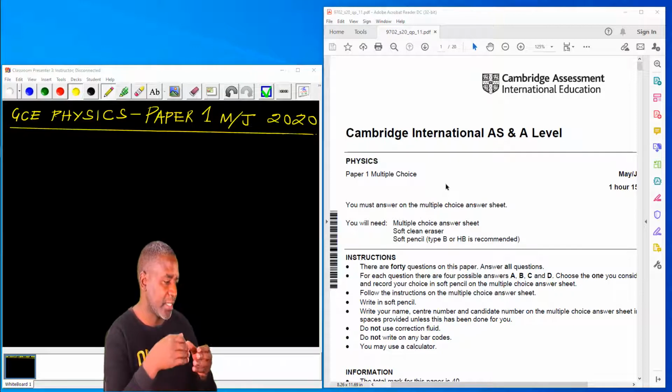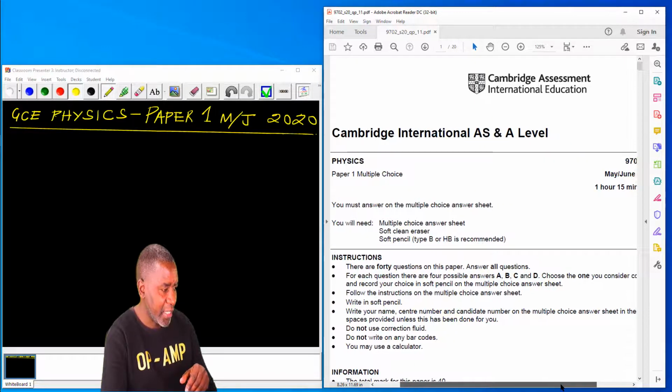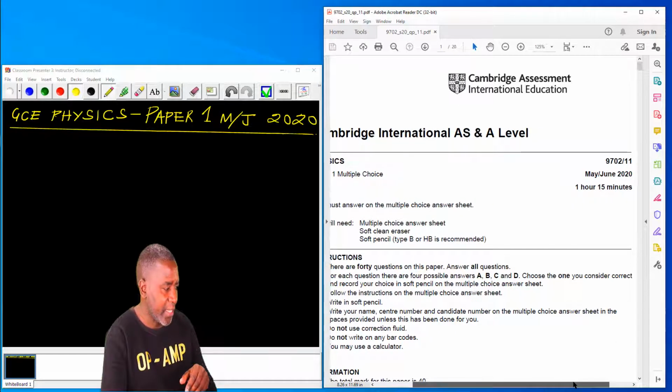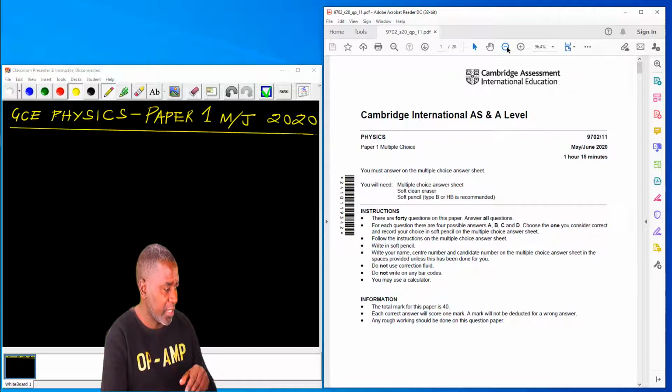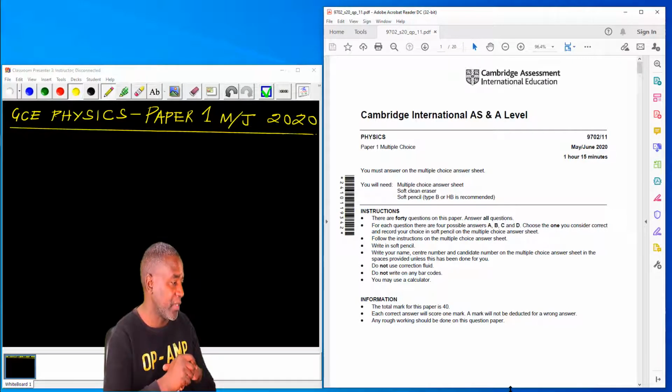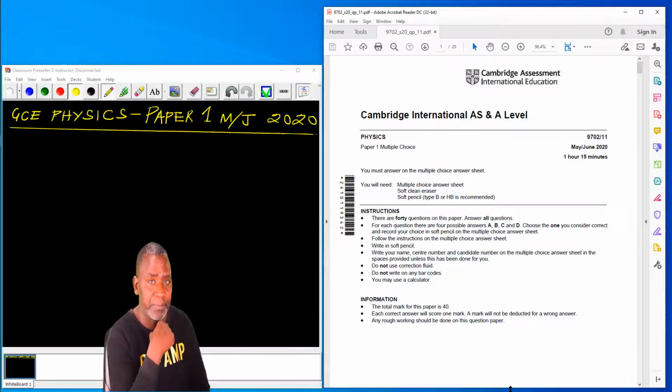Before I get started, I'd like to give you a piece of advice on how to get the most out of my videos. Let me just reduce the percentage a little bit so that everything can be legible and well visible on the screen. Paper 1 usually has 40 questions. Because I intend to go through the whole paper, you may not have a problem with every question, although I would recommend that you look at how I solve every question.